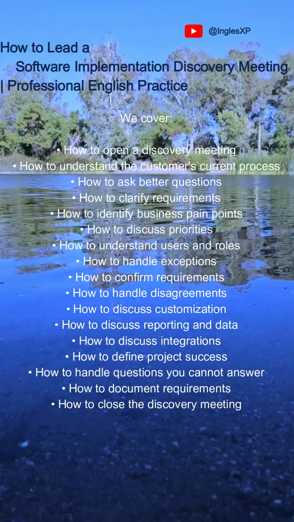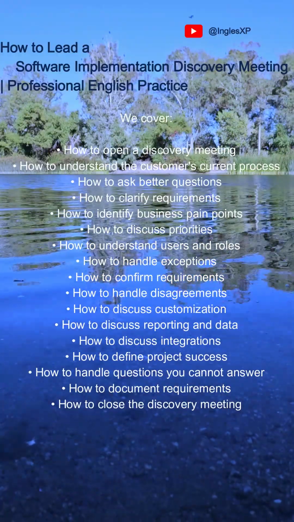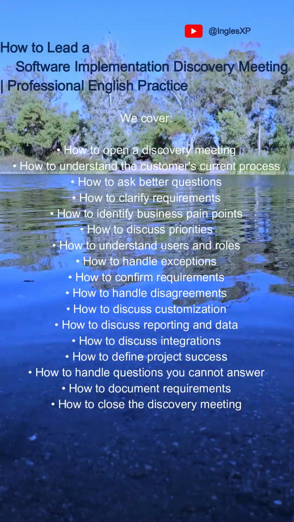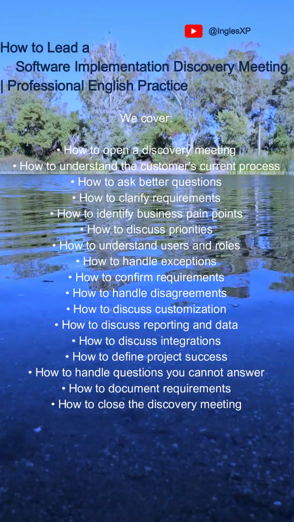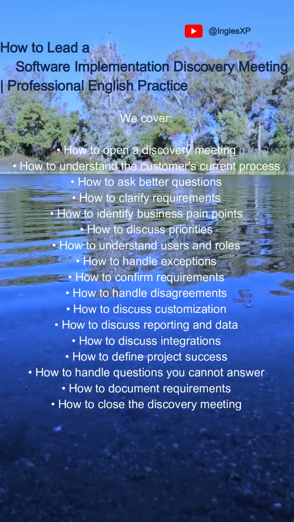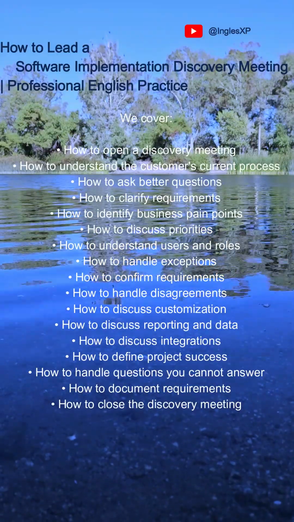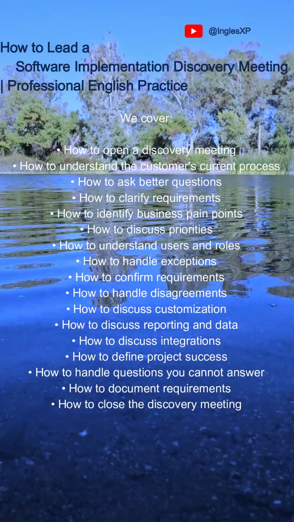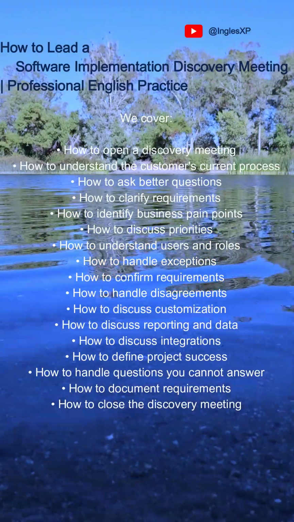Section 13. Discussing reporting and data. Reporting is another area where customers often give general requirements. They may say, we need better reports. Again, ask for details. What information do you need? Who will use the report? How often will they use it? What filters do you need? What information do you currently have? What information is missing? What decisions will this report support?